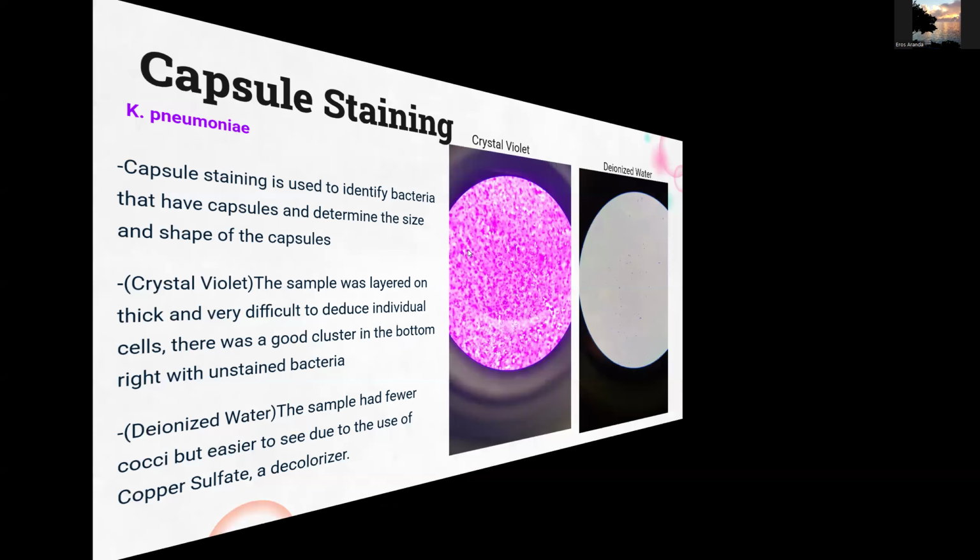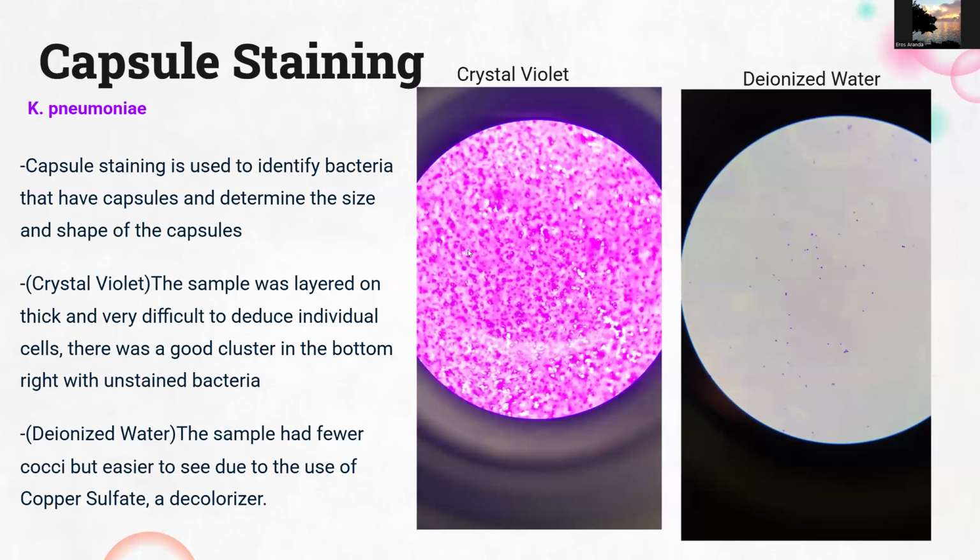Now for capsule staining. This one is a really interesting procedure as they both followed the same procedure, yet they were done differently to begin with. So in the crystal violet, rather than using water to grab the actual K pneumoniae, we use crystal violet. So this means the bacteria grabbed on crystal violet and then was smeared. This made it really, really difficult to actually see the individual cells.